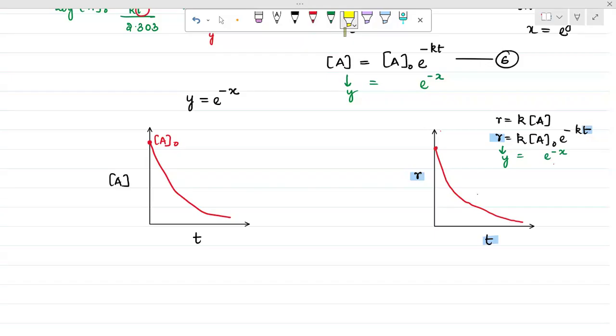So this point over here, saying that it will never touch, is very important. I'll take up this point after a while. This won't touch. So in zero order reaction, we said that it will touch. Here it won't touch. Very important.